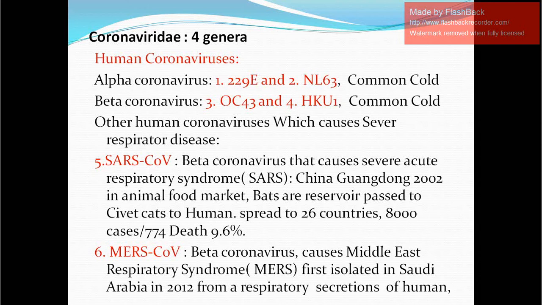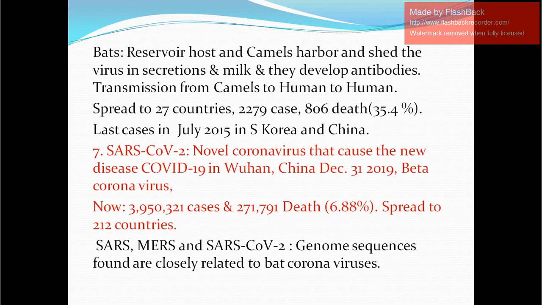MERS also causes Middle East respiratory syndrome. MERS was first isolated in Saudi Arabia in 2012 from respiratory secretions of a human with severe pneumonia. Bats are the reservoir host, and camels harbor and shed the MERS virus in secretions and milk, and they develop antibody. Transmission is from camels to human beings. It spread to 27 countries and resulted in 2,279 cases and 806 deaths, which represents a 35.4% mortality rate. The last cases of MERS were detected in July 2015 in South Korea and China.